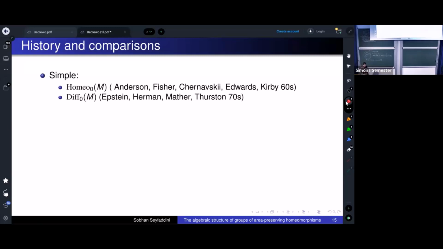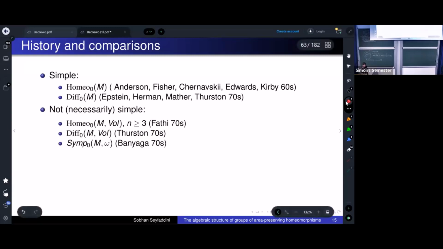Now, so far we saw the groups are simple. But if you go to the conservative setting where there is a volume form, yes? I'm always looking at the identity component, compactly supported if the manifold is not closed. There is one case. Here I'm assuming, because of the question of regularity that was raised, that these are C infinity maps in the case of diffeomorphisms.